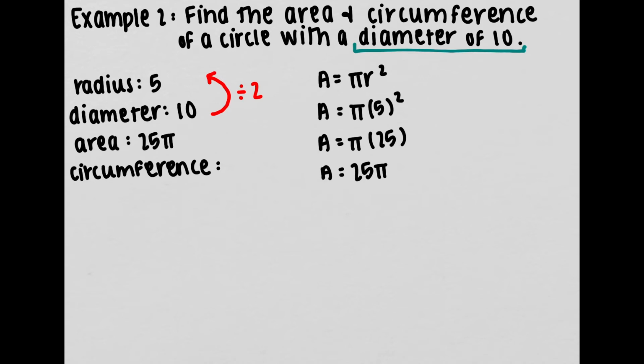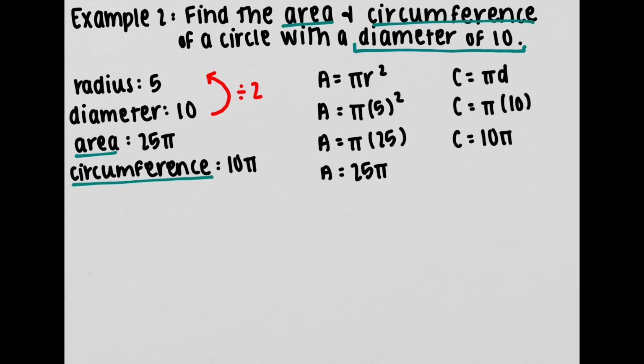And the last thing I'm going to find is that circumference, which is equal to pi times the diameter. I know my diameter is 10, so I'm going to plug that in. And so that I have the number in front, I'm going to rewrite it. And I know my circumference is 10 pi. I look back at the problem. I was asked to find the area and the circumference. I found the area and the circumference, so I am done with this problem.